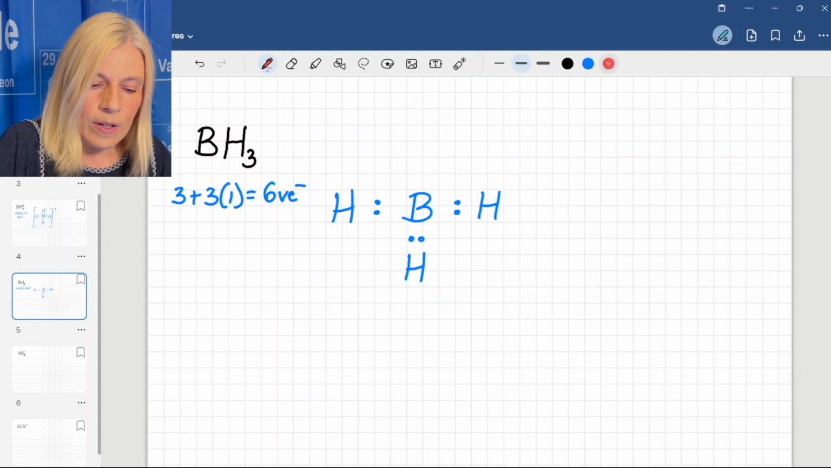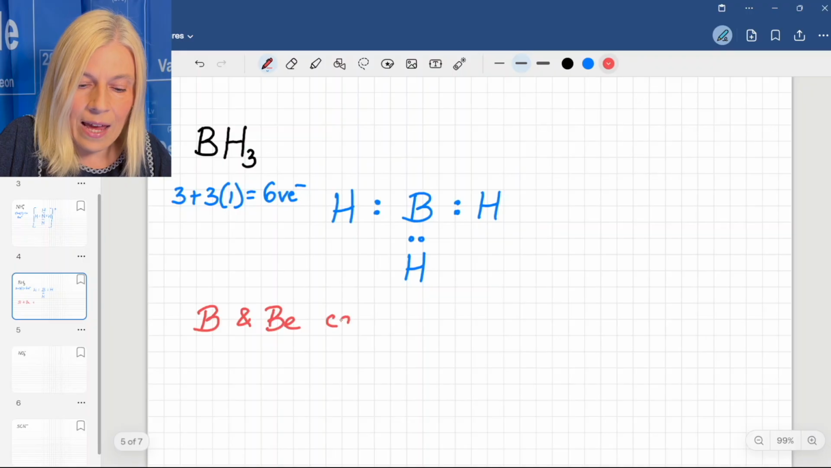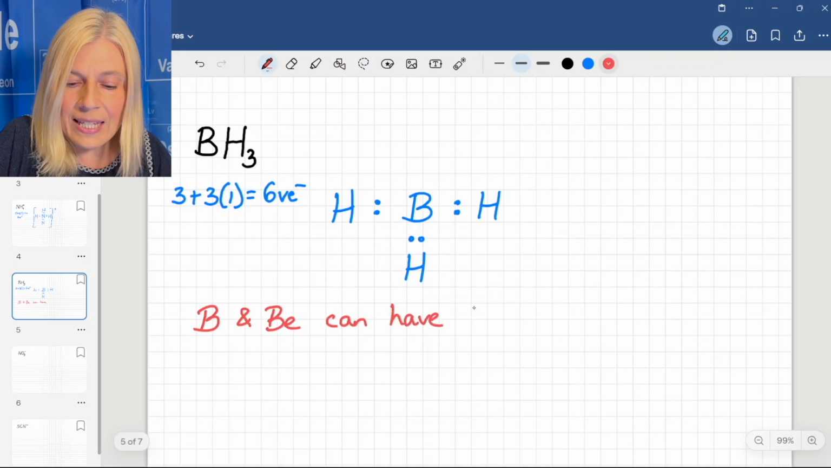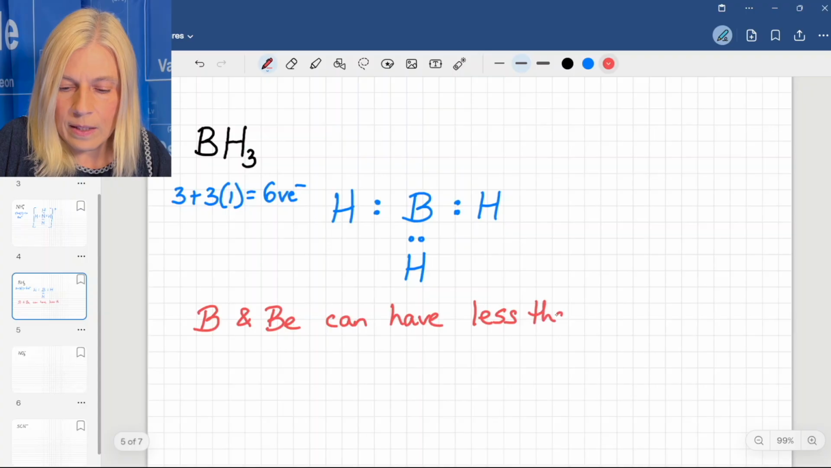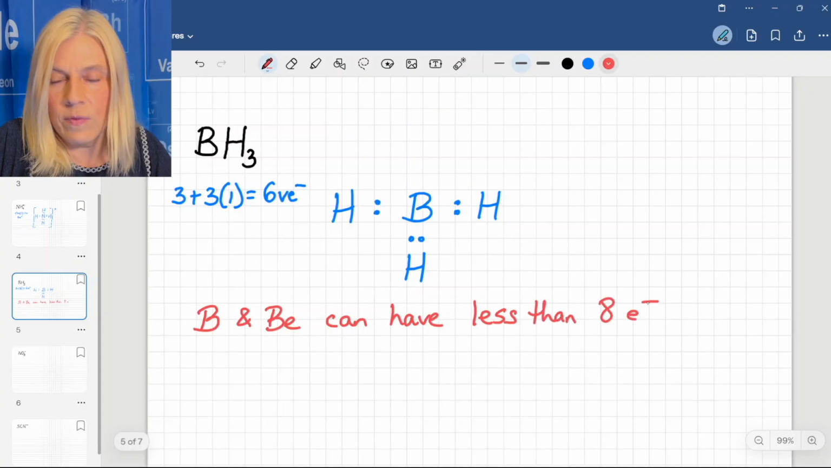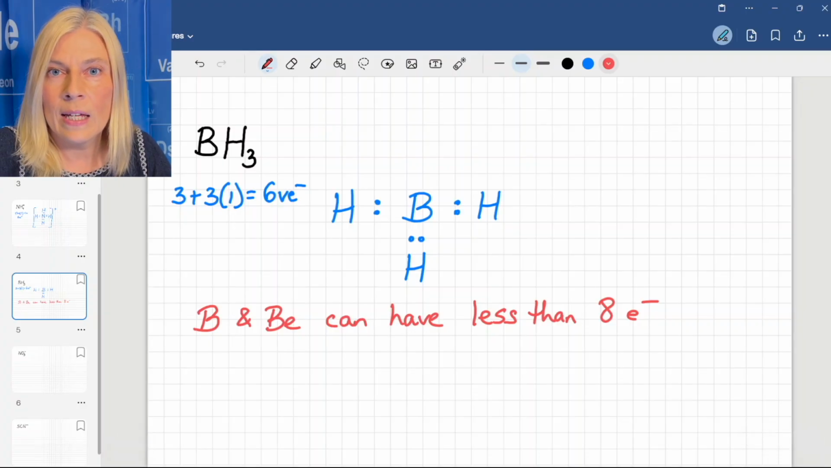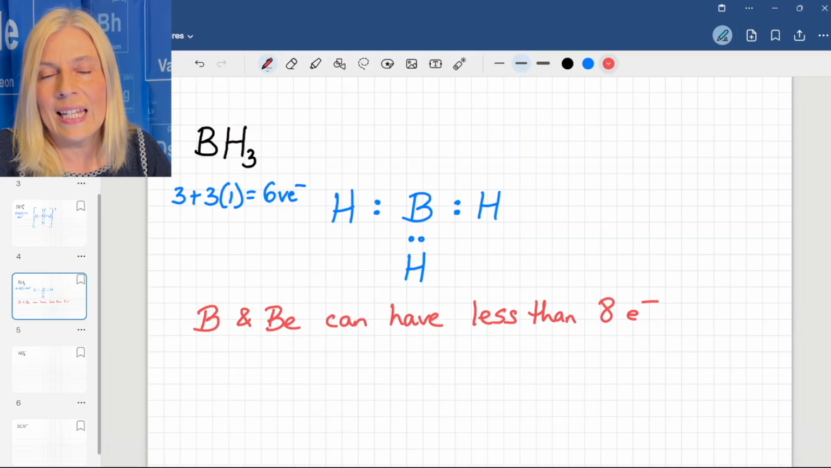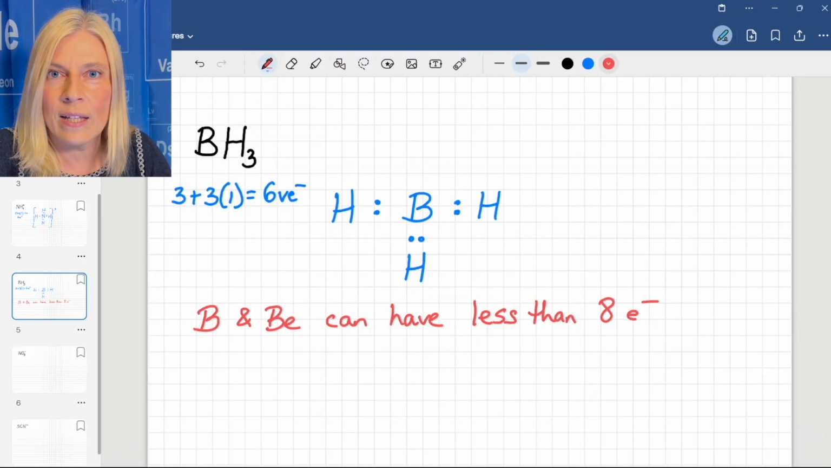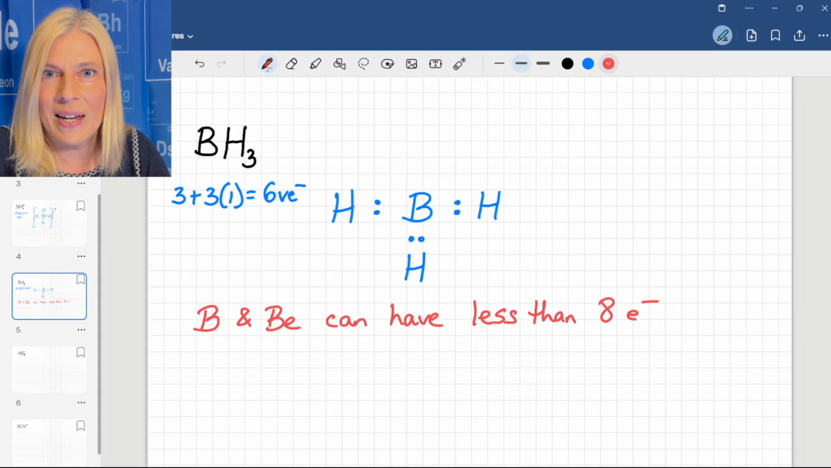I'm going to write that boron and beryllium can have less than 8 electrons around them. Now why? Well, we already saw the exceptions where you can have more than 8. Boron and beryllium are the only 2 that can have less than 8 because they are very, very small atoms. They will be the smallest atoms that will be central atoms involved in covalent bonding. Because they are your 2 smallest atoms that will ever be in the middle, they can have less than 8. Okay, keep them in mind.